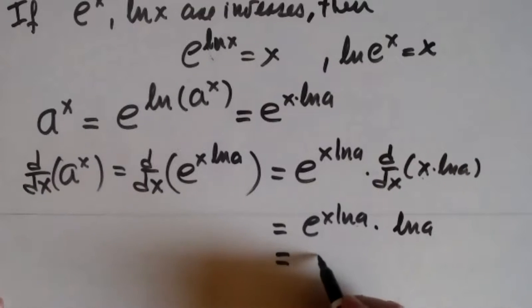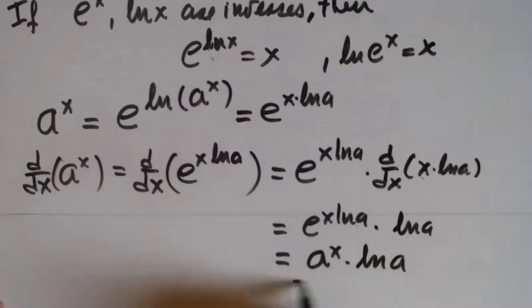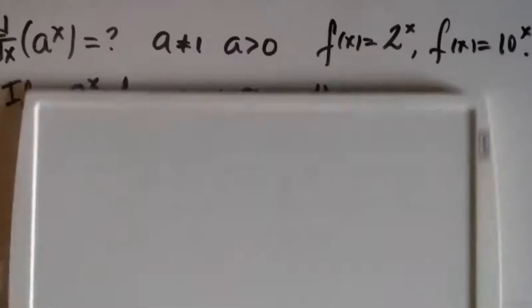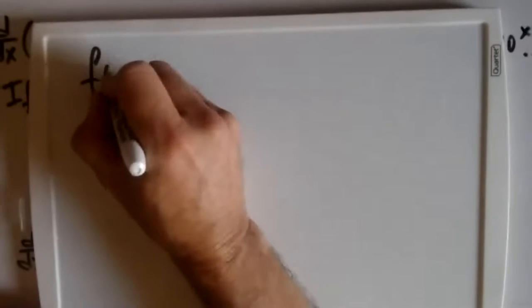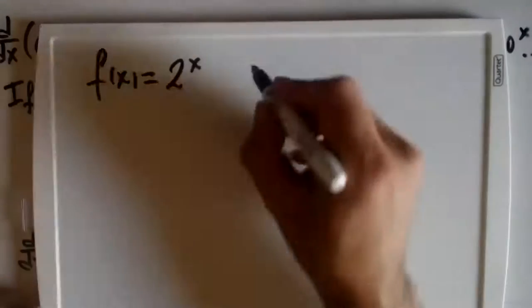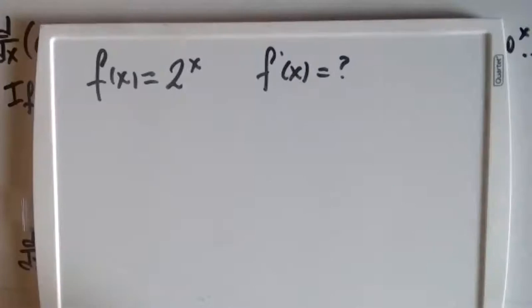So this is going to be a to the x times ln a. This is the way we are going to get the derivative of an exponential function. So if we have, for instance, the function f of x equals 2 to the x, and I want f prime of x. What is the derivative of this function?